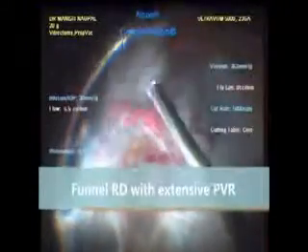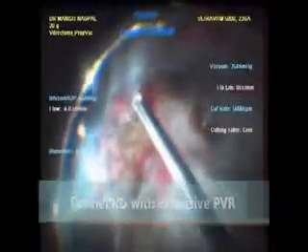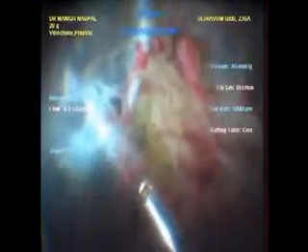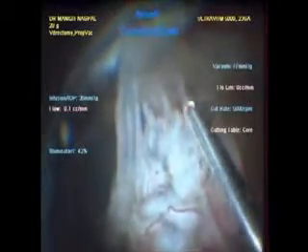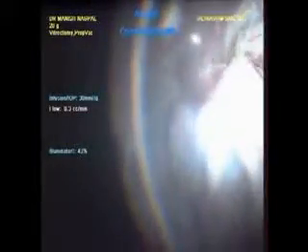This is a case of RD with extensive PVR. This requires extensive dissection and peeling of membranes. The use of PFCL once again aids in peeling adherent membranes by providing counter traction and holding back the retina.